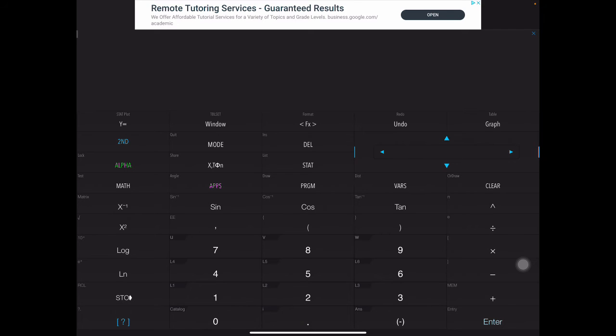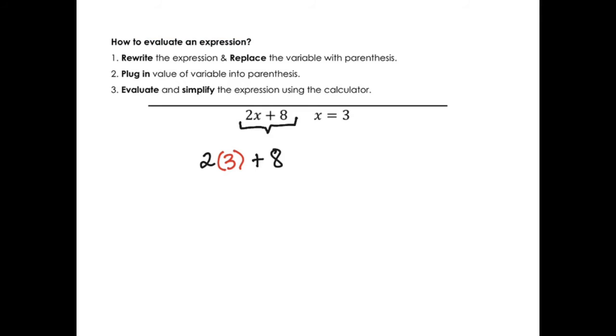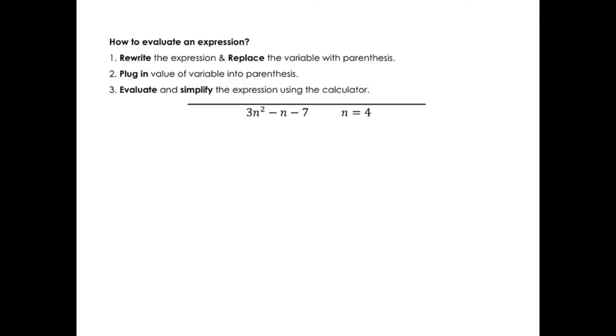So in our calculators, this is how we put in the expression when we're trying to evaluate it. This one's pretty simple. All we have to do is press 2, put our parentheses, don't forget your parentheses, 3, always don't forget to close your parentheses, plus 8, and this is the value of the expression. Now when I put this into my calculator, I'm going to get a value of 14, and that is what this expression is equal to when x is equal to 3.